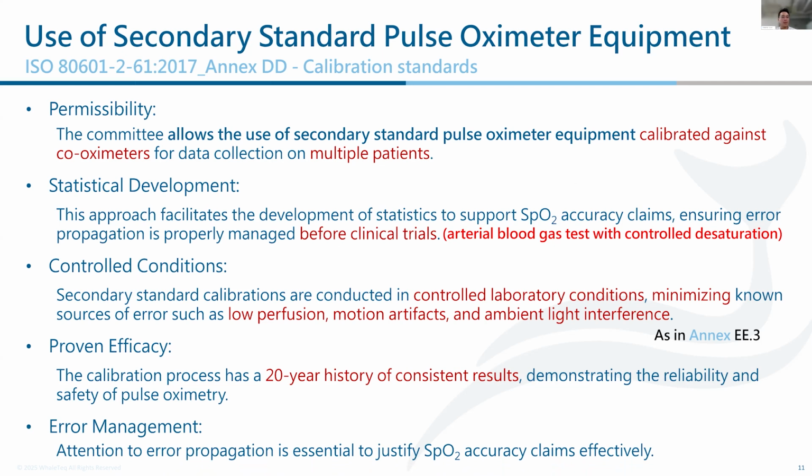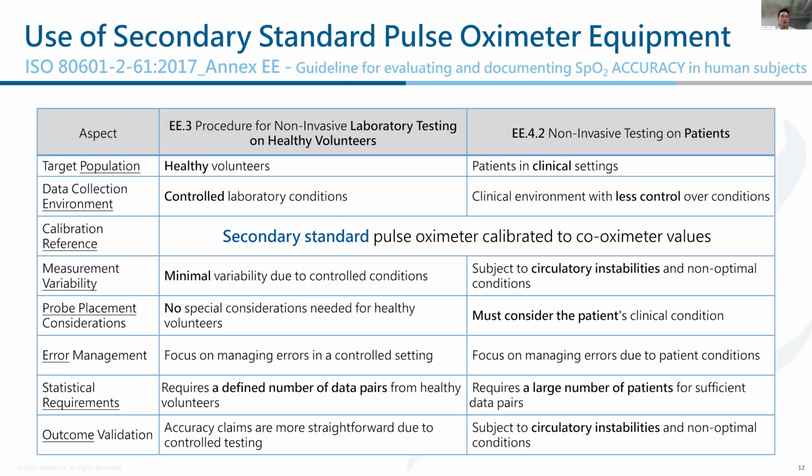So this is the quick comparison of the lab setup. It's in the annex guideline for evaluating and documenting SpO2 accuracy in human subjects. E.3 mentioned the non-invasive lab testing on healthy volunteers. Another is also a non-invasive way on the patient, so this is more in the clinical settings. Even though both of them are taking the secondary standard, here is more with respect to what happened to the patients.